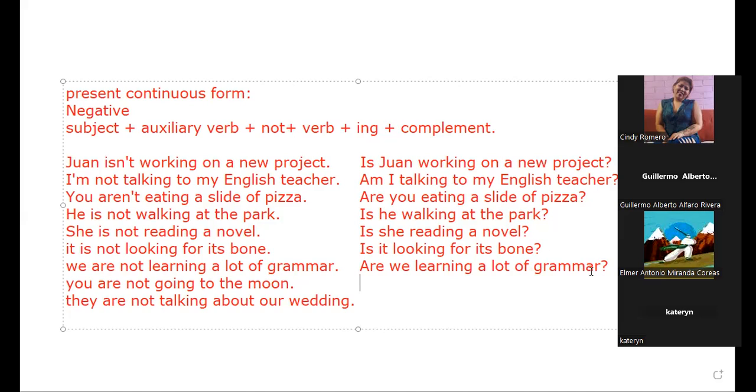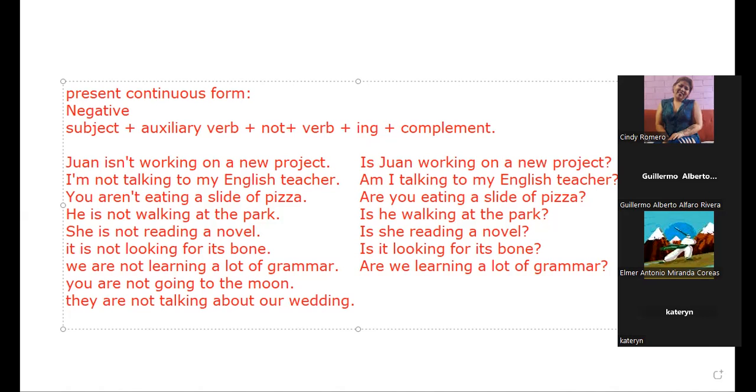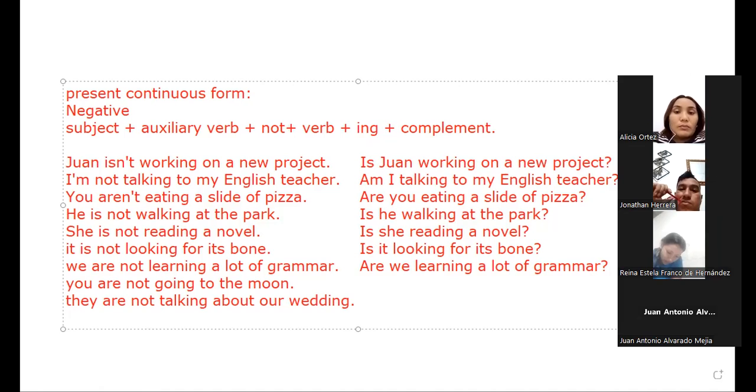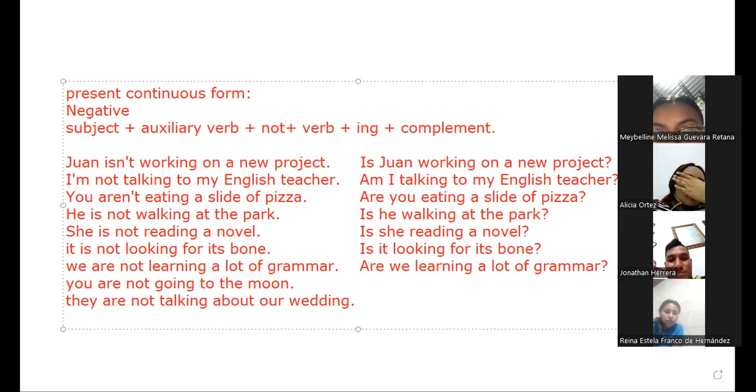Catherine? Okay, Guillermo? No. Elmer? Tampoco. Cindy. Okay. Juan Antonio. Tampoco, ya. Todos prenden la computadora y la dejan ahí tirada. Yo estoy, teacher. Ah, sí. Sería la de The Moon, ¿no? Yes, The Moon, yes. Okay.